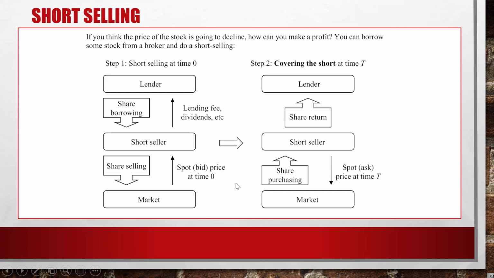If the stock pays any dividends or interest or coupons, then before you cover the short position, you have to pay dividends to the lender. If the asset is a commodity, like maybe some kind of physical assets, then you basically have to make payments like lease payments.